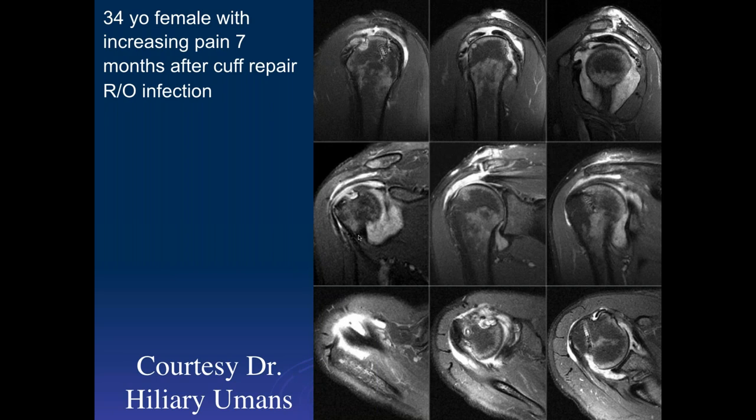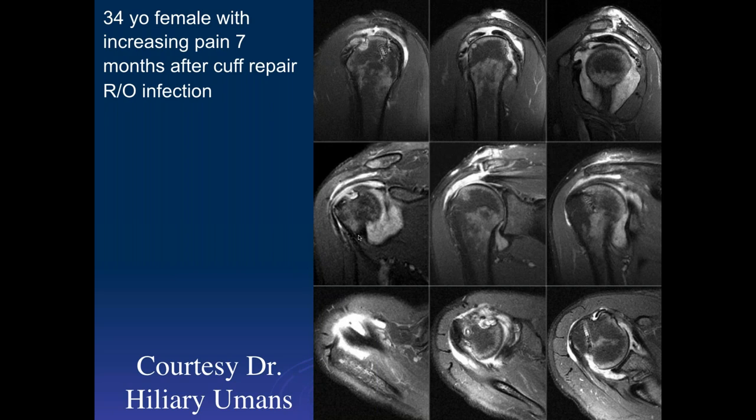The question, I guess, to me is how this is, 7 months after. If this were infection, what kind of infection is it? It could be fungal, if it's 7 months. Or some atypical infection. It could be bacterial. I would expect bacterial to be a little bit more acute, and if it were bacterial, I would expect to see a lot of edema. I don't see any edema.